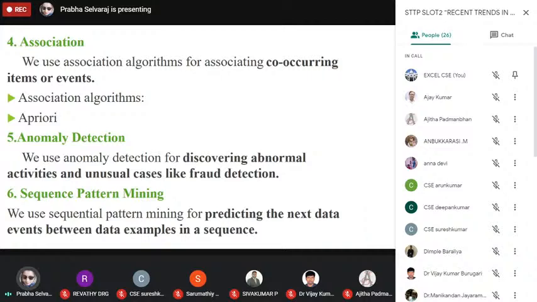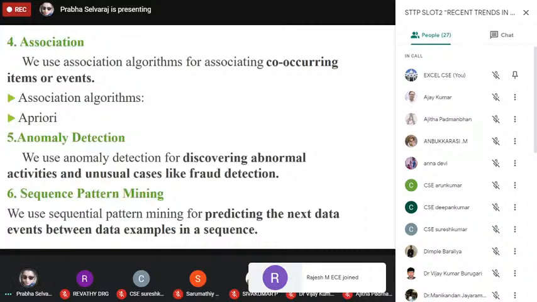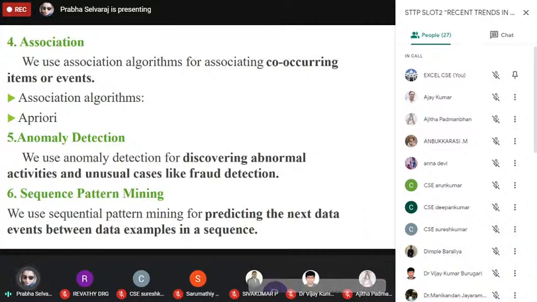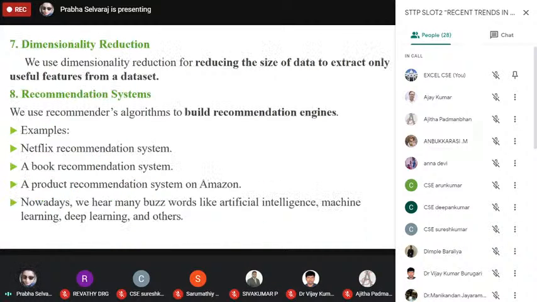Next, association. As we are all familiar with it, association is co-occurrence: if X occurs, then Y will also occur. So for co-occurring items, or when you want to make such predictions, we will apply association. The famous algorithm is Apriori. Then anomaly detection is for discovering abnormal activity or fraud detection. In that case, you will go with anomaly detection. And sequential pattern mining: if you want to predict what will be the next event, what will be the next data in the sequence, then we have to go with sequence pattern mining.